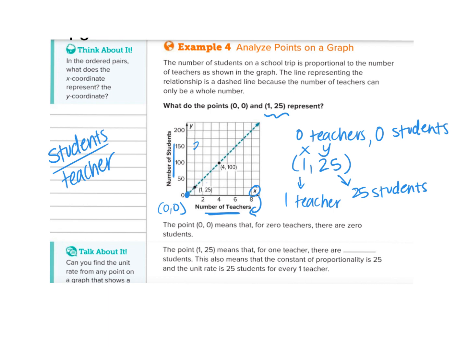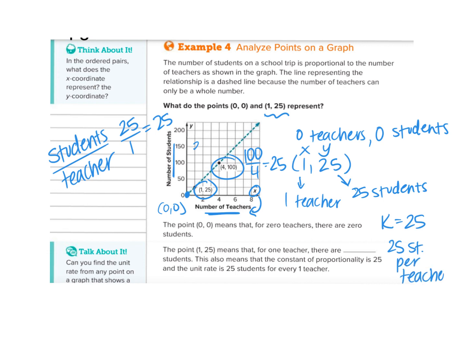So if I look at this, I have 1 comma 25, so I do 25 divided by 1, which is 25. I could also do this point, 100 divided by 4, which is also 25. So my constant of proportionality is 25. My unit rate is there's 25 students per teacher. I just abbreviated that. So you just analyze those 2 points.